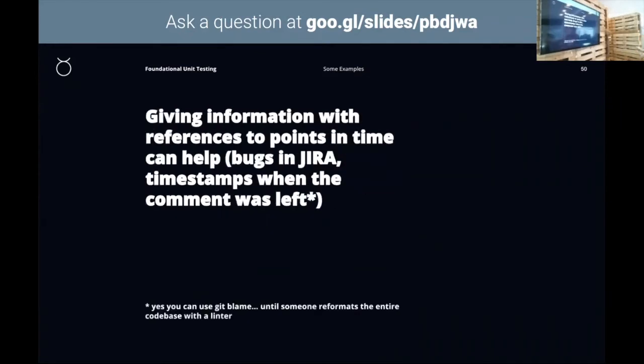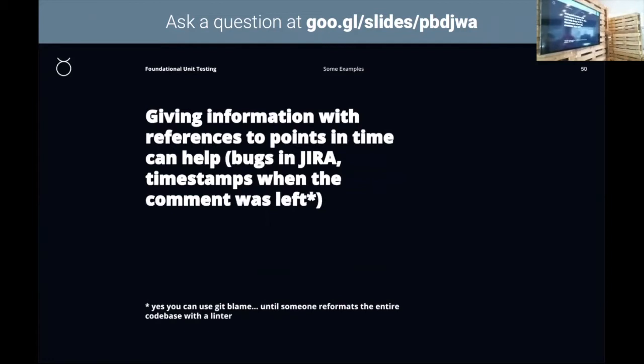So also something else that helps is giving information with references to points in time. So bugs in Jira can be helpful, provided you don't suddenly move from Jira in future or hand it over to someone else who doesn't have access to it. Also, sometimes just a timestamp can be a little bit helpful.